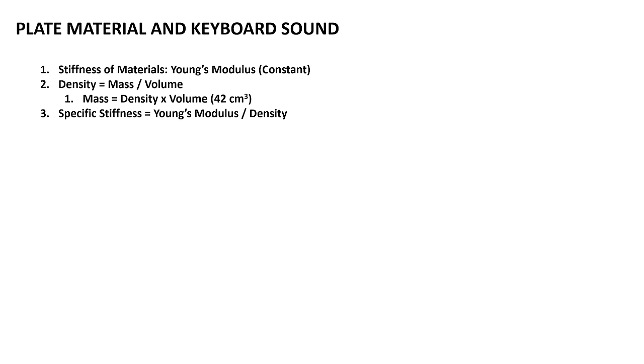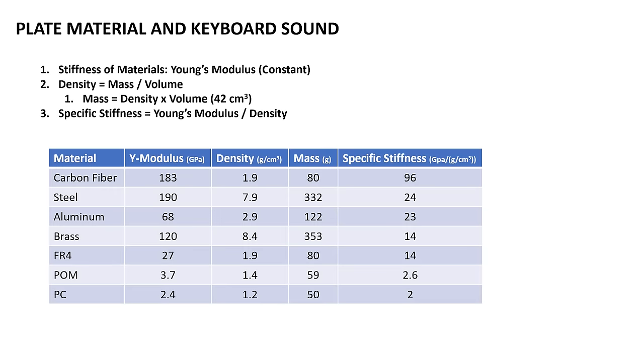This is relatable in this case because stiff and light equals clack and soft and heavy equals thock, right? So a low specific stiffness equals thock and a high specific stiffness equals clack. Specific stiffness in this case is denoted by gigapascals over grams over cubic centimeters. I don't think that really matters too much at this point. So let's take a look.